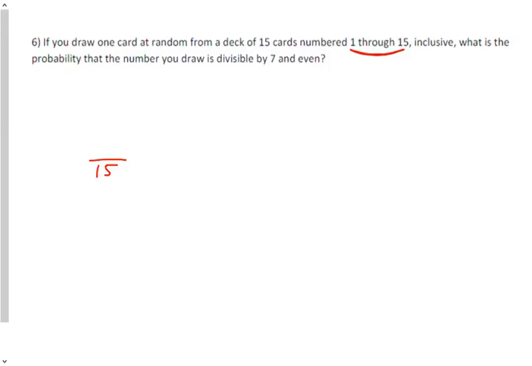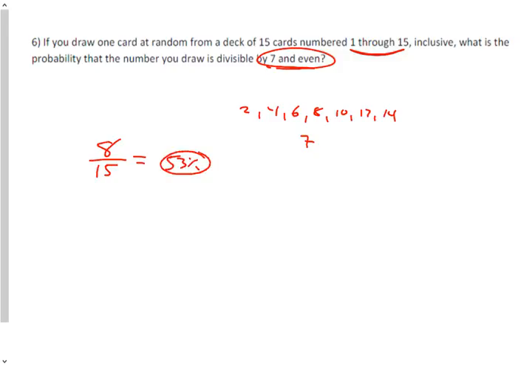And let's see, this is going to be a fun one. Even numbers, so it's got to be even. So it's 2, 4, 6, 8, 10, 14. Now, are there any other numbers that are divisible by 7 that aren't included in here? And there is. There's one more. It's 7. So 1, 2, 3, 4, 5, 6, 7, 8 out of 15. And we're going to get 53%. Total positive, divide by total.